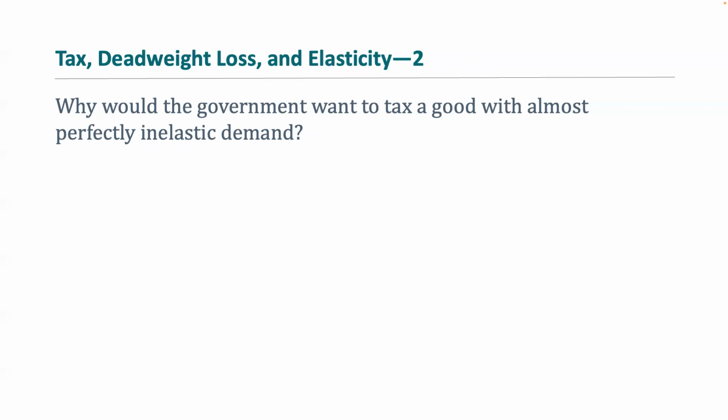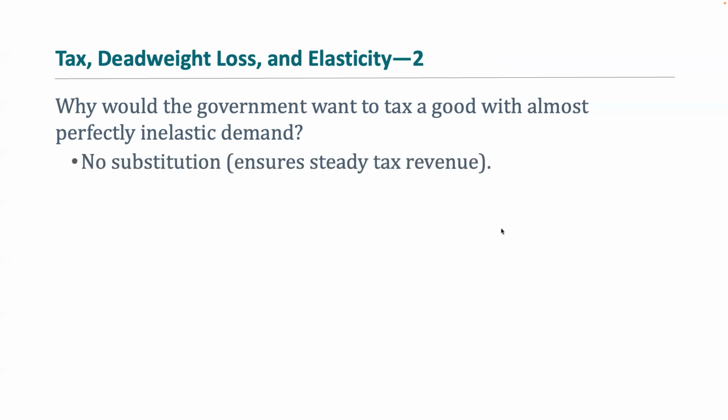So why would the government want to tax a good that had almost perfectly inelastic demand? Well, the reason being is that there's no substitution. The tax will be a steady tax revenue because when goods are perfectly inelastic, that means that people are going to want them regardless of other outside circumstances.